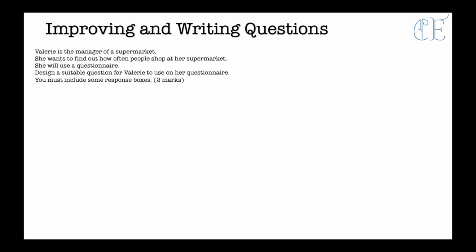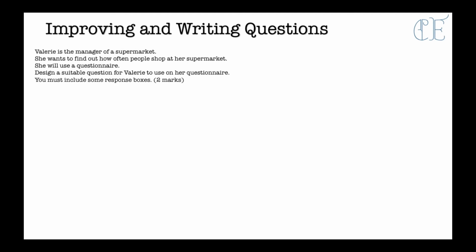Okay, so here is another question. Valerie is the manager of a supermarket. She wants to find out how often people shop at her supermarket. She will use a questionnaire. Design a suitable question for Valerie to use on her questionnaire. You must include some response boxes. 2 marks. So if you want to pause the video and have a go at writing a question for this, she wants to find out how often people shop at her supermarket. Okay, so pause the video and have a go.